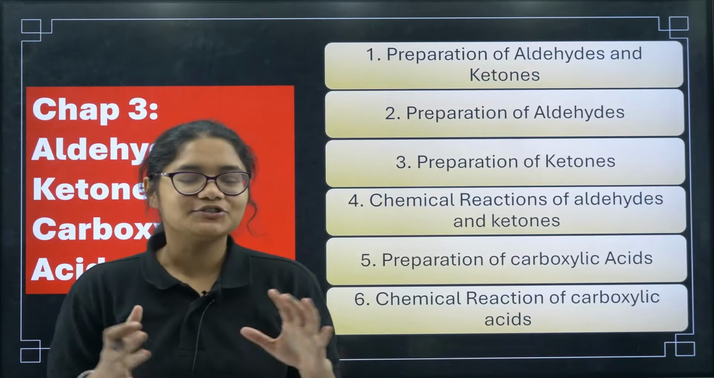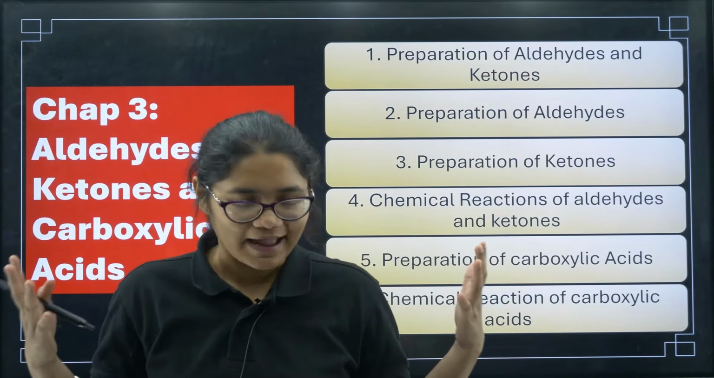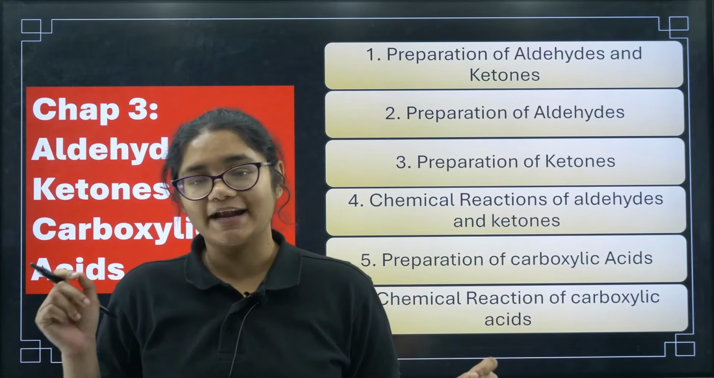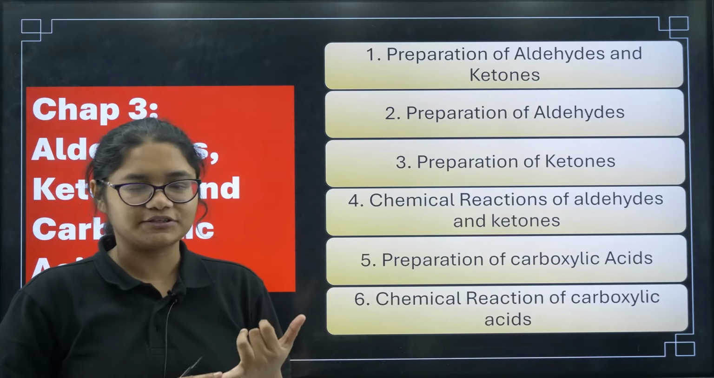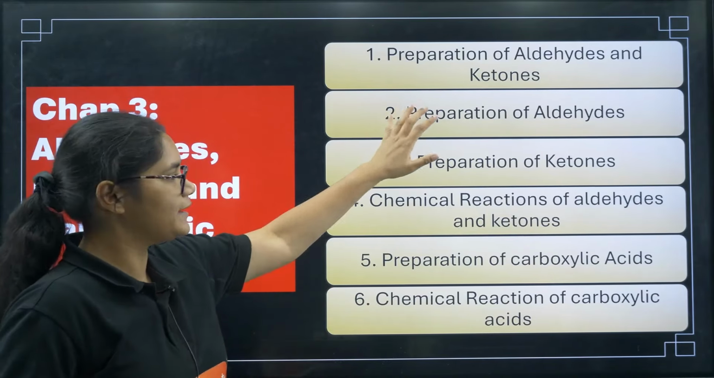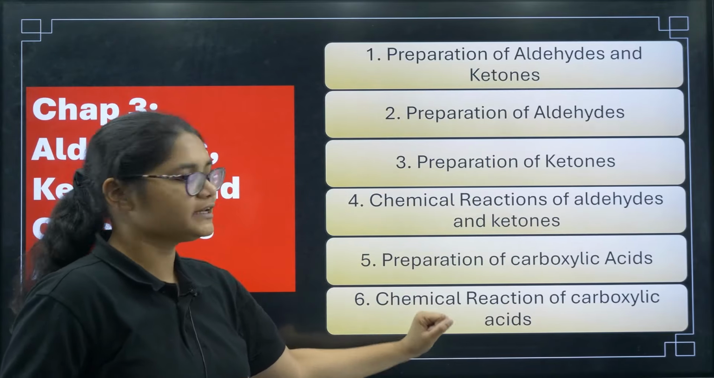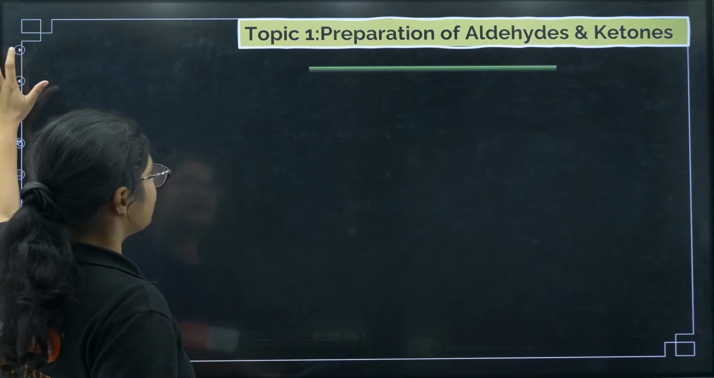So let's begin. So students, now we are done with haloalkanes and haloarenes, alcohols, phenols and ethers. Now we will quickly revise the reactions of aldehydes, ketones and carboxylic acids. Here first we'll see the preparations of aldehydes and ketones, then only aldehydes, only ketones, their chemical reactions, the preparations of carboxylic acids and the reactions of carboxylic acids. So let us quickly revise this one, students.